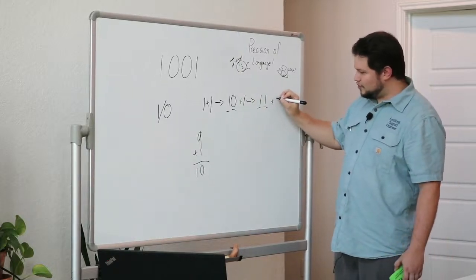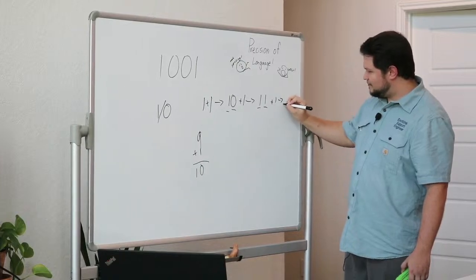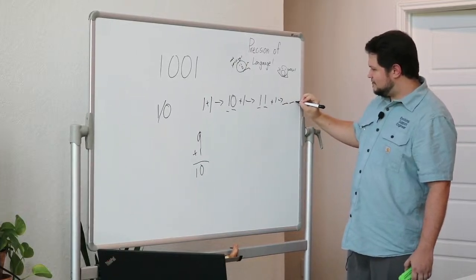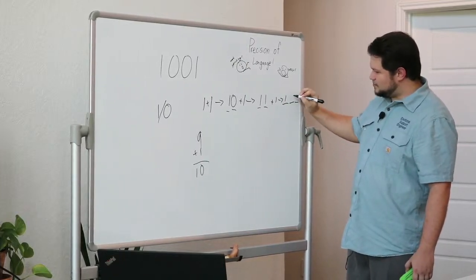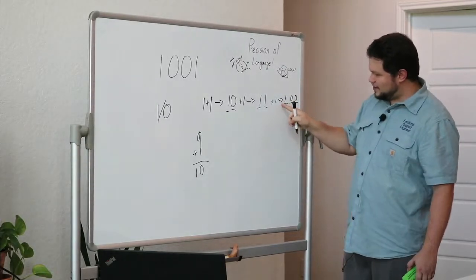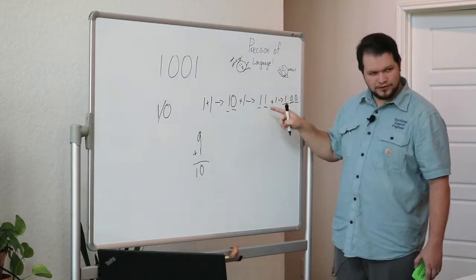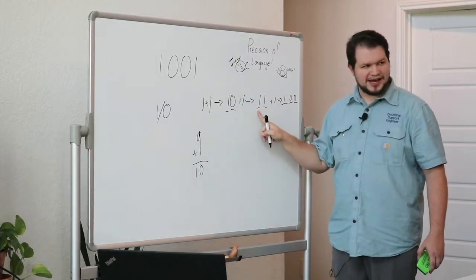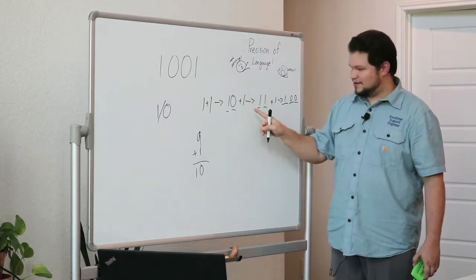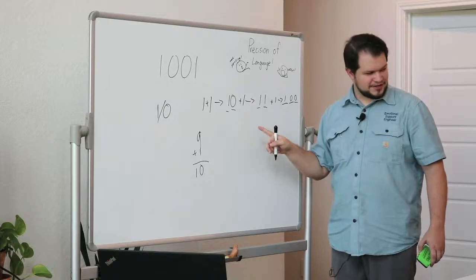So if I add 1 more, what does this become? It becomes 1, 0, 0, because I wanted to add 1 here, so that rolls over and becomes 0. And now this wants to add 1, so it rolls over and goes back to 0. Does that make sense?